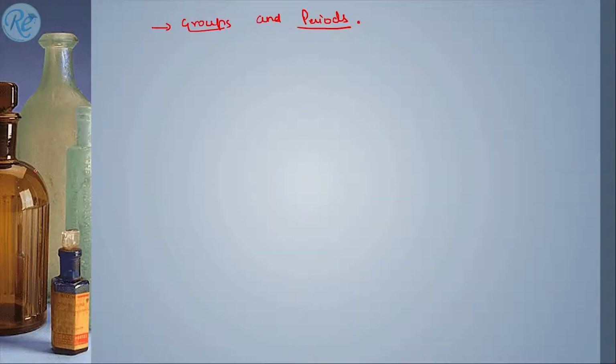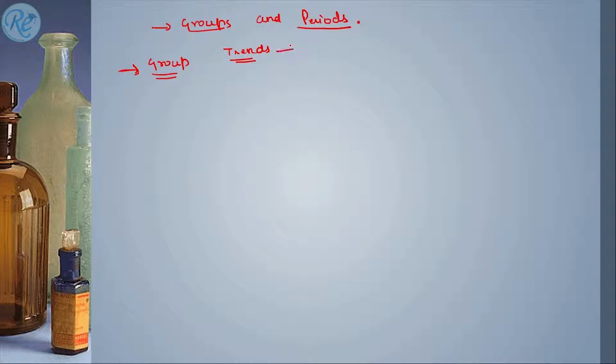The modern periodic table that Henry Moseley gave consists of groups and periods. Now, what made him arrange them in that order? So let us take one group and let us see the pattern. And that's how we can learn the trends in the properties of those elements.